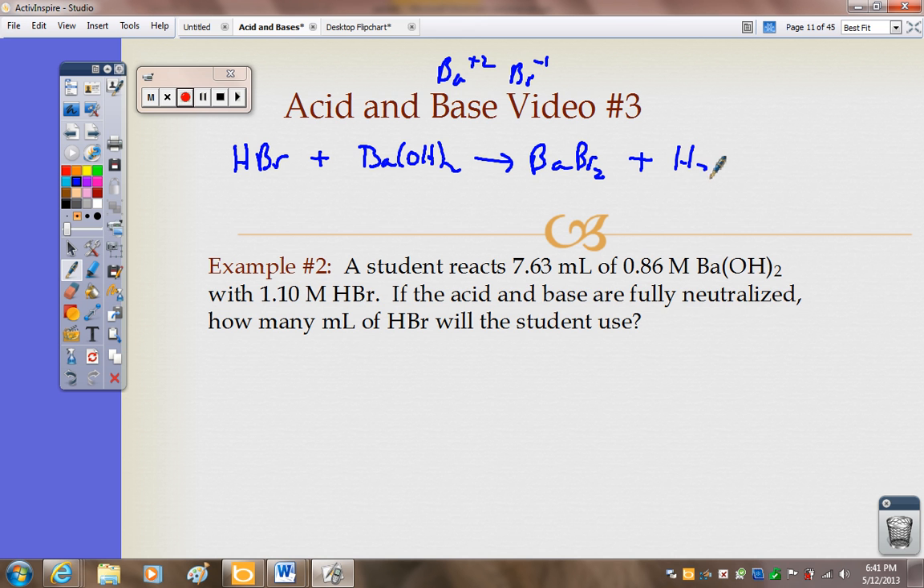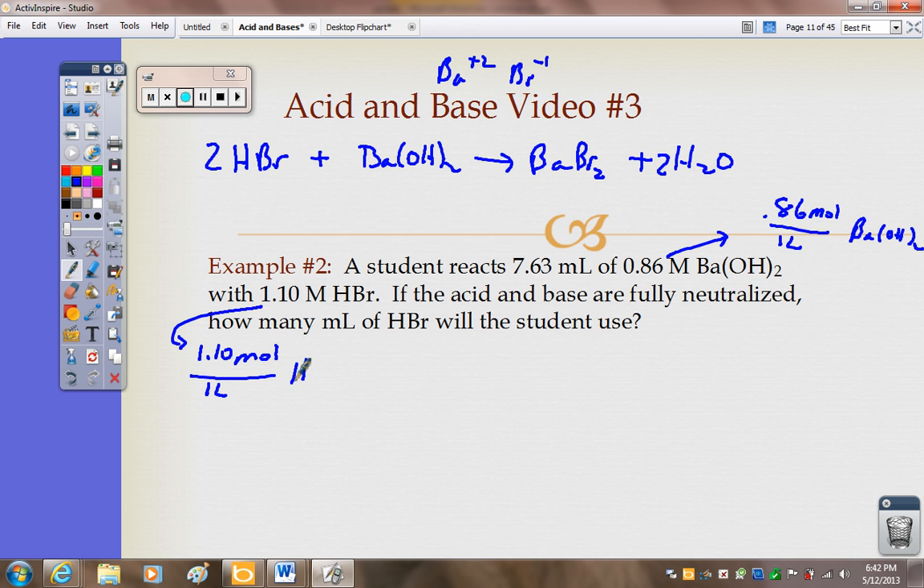This is not balanced. I have 2 bromines, so I put a 2 out in front. I have 2 oxygens, so I put a 2 out in front. This gives me 4 hydrogens, 2 plus 2 is 4, and 1 barium on each. So I'm now balanced. Whenever you have molarities, you want to rewrite these. So this means I have 0.86 moles per 1 liter of barium hydroxide. And this means I have 1.10 moles per every 1 liter of HBr. Then the milliliters, divide that by 1,000 to get the number of liters.